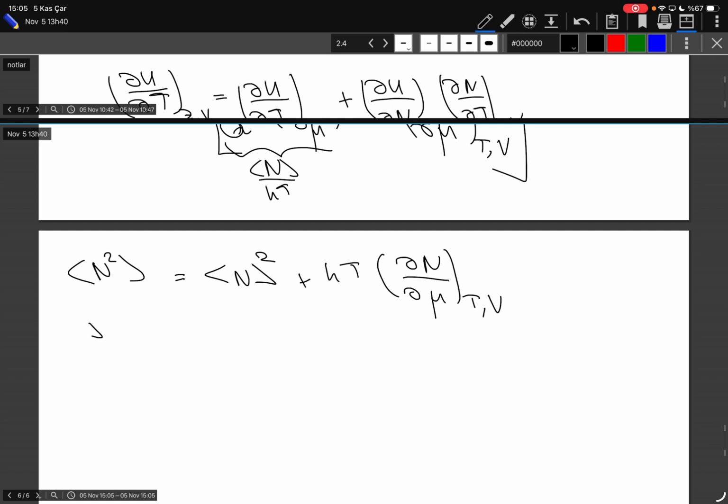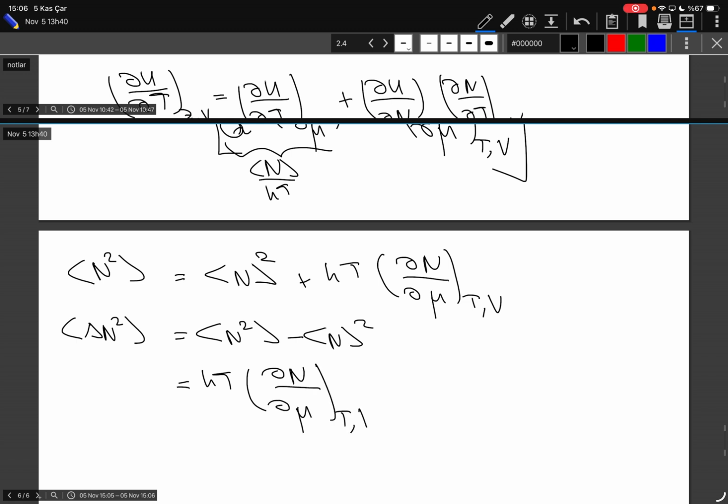Now delta n squared average, remember this is nothing but n squared average minus n average squared. This is just kT times the derivative of n with respect to mu at constant temperature and volume. Now, I have a simple expression for the fluctuations in the number of particles. Well, there's still the chemical potential, which I don't like. I would rather express this in terms of other more easily measurable quantities. But I can do that.